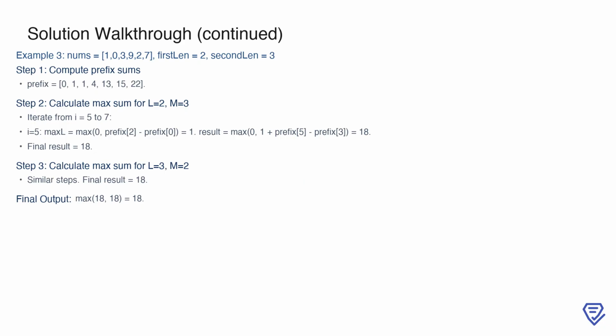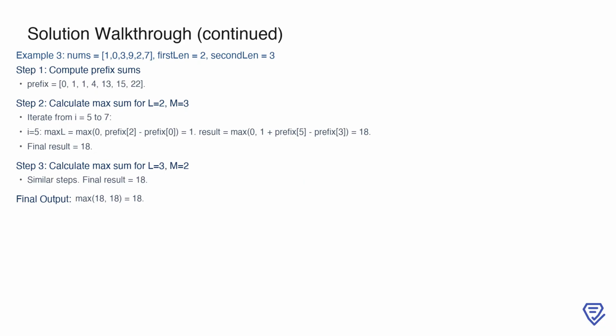In the third example, the input array is nums equals 1, 0, 3, 9, 2, 7, with first len equals 2 and second len equals 3. We begin by computing the prefix sums, resulting in 0, 1, 1, 4, 13, 15, 22. Next, we calculate the maximum sum for the configuration where the first subarray has length L equals 2 and the second subarray has length M equals 3.